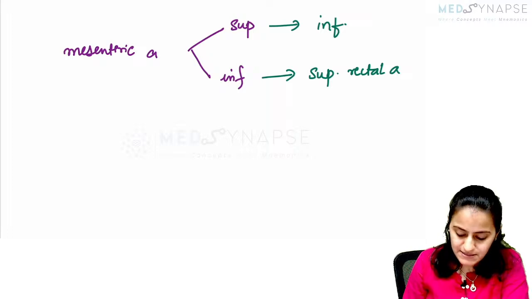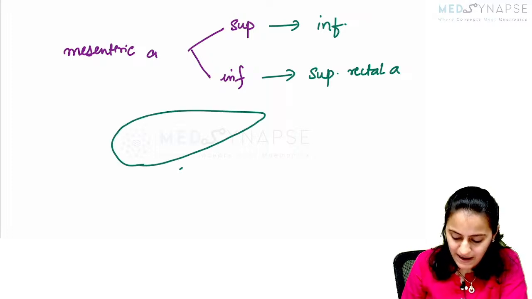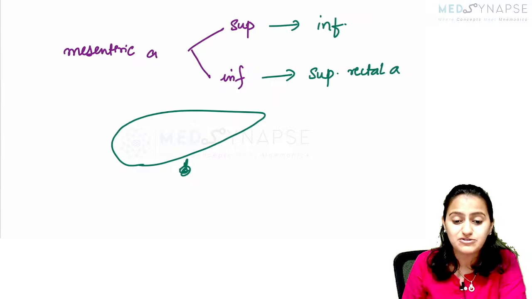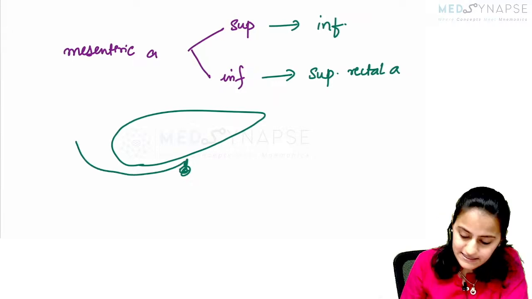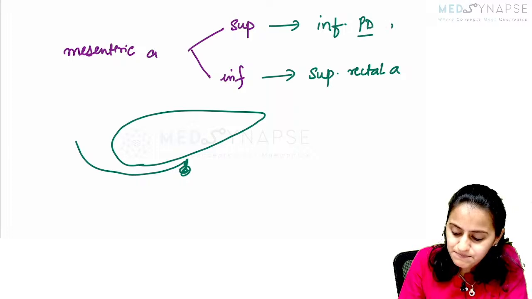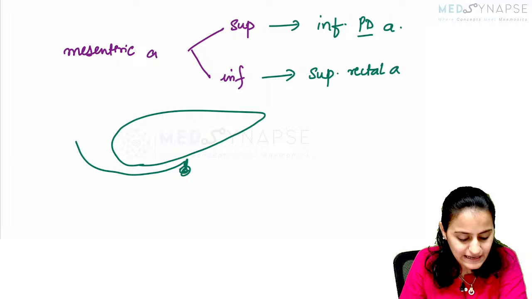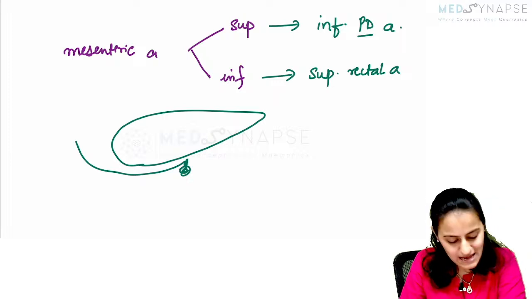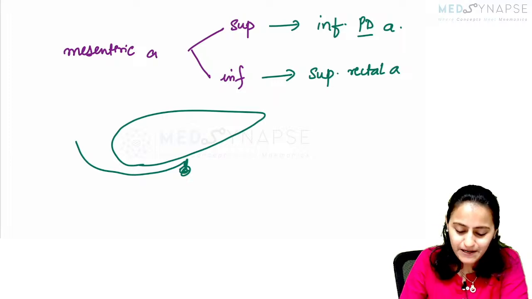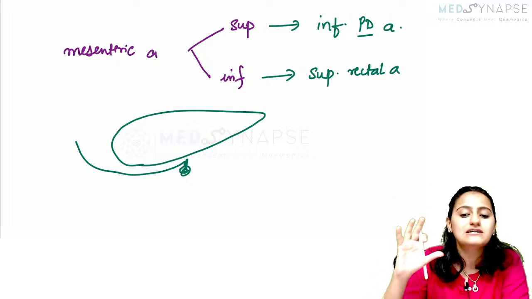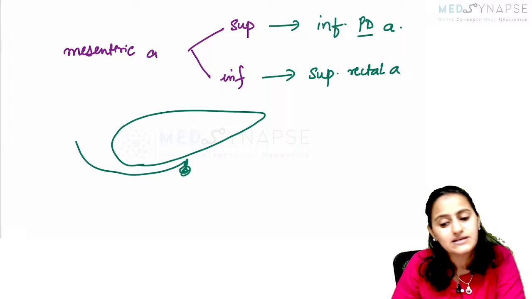Where is the superior mesenteric artery located? If this is the pancreas, here is the aorta, and the aorta's branch comes from here, the superior mesenteric artery. So basically it is giving the inferior pancreatico-duodenal artery. Absolutely right, Hope. So the superior mesenteric artery, related to the pancreas, gives the inferior pancreatico-duodenal artery.